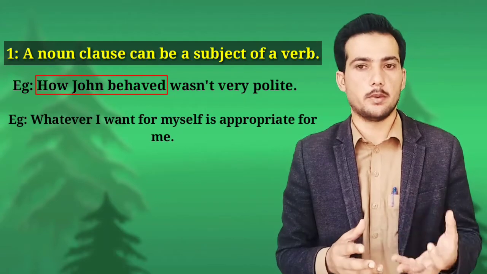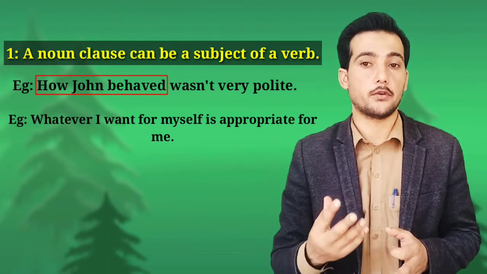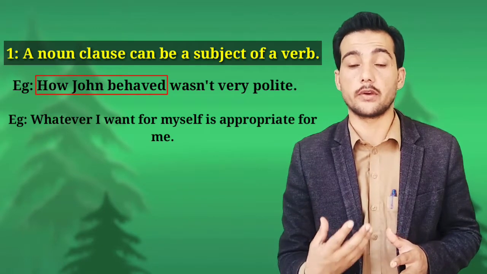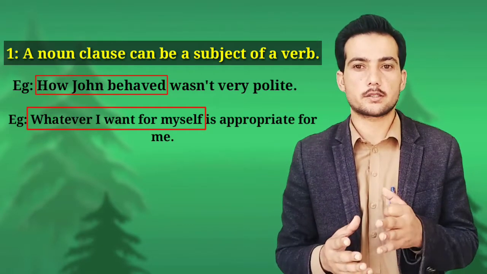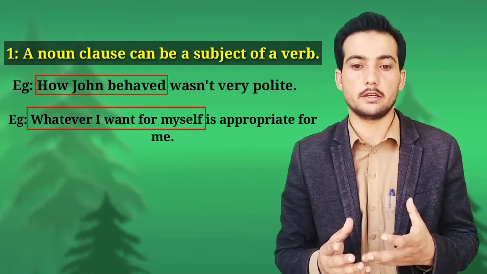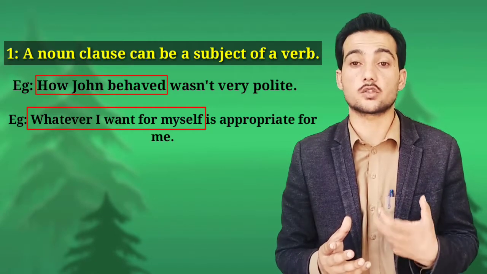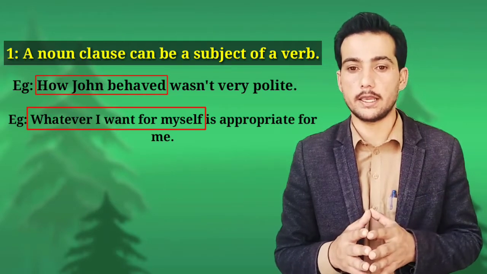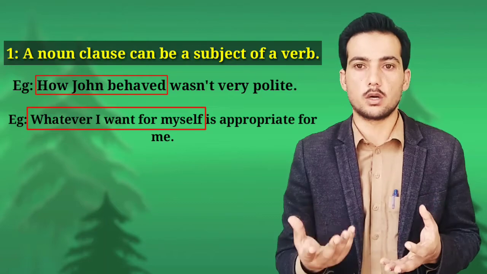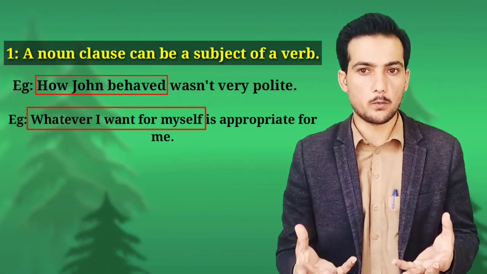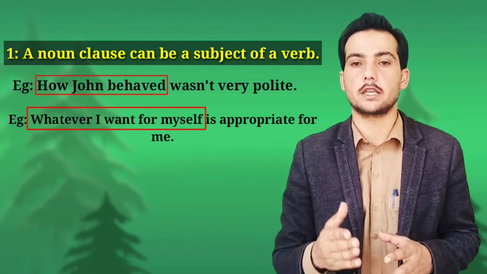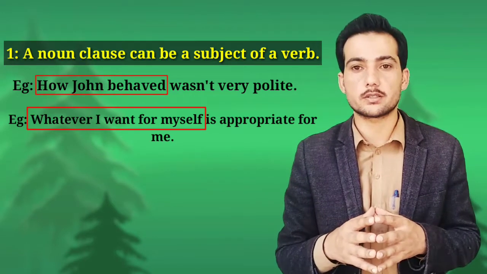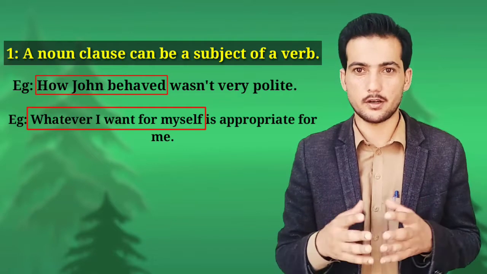"Whatever I want for myself is appropriate for me." If you look at this sentence, "whatever I want for myself," as we said, a noun clause starts with such words, so again here we have the word "whatever." After that there is a subject, that is "I," with the verb "want." So it is a group of words, and it consists of a subject and a verb as well. That is why it is a noun clause, and here it functions like a subject of a sentence.